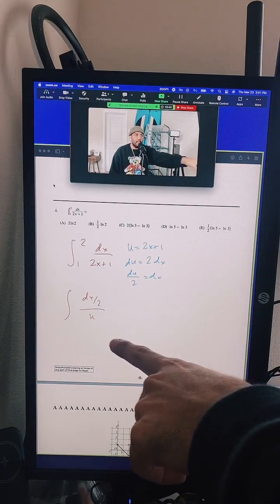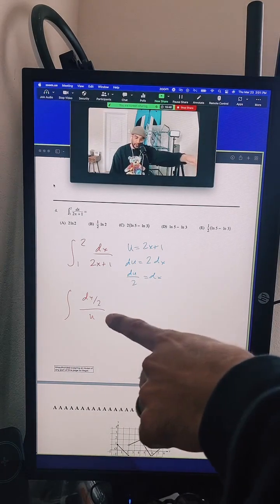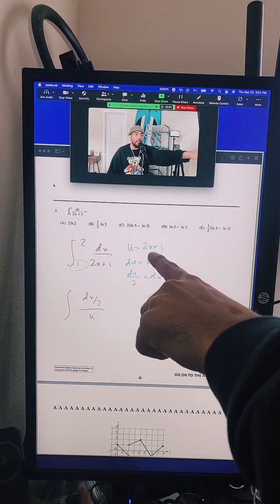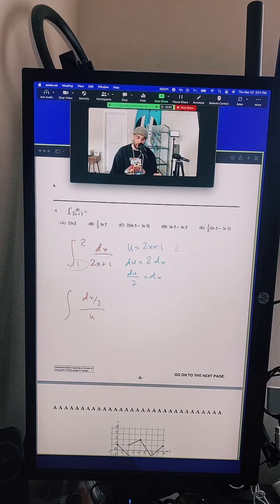And I'm going to change my parameters already. Let's just fix that. So when x is equal to 1, that's the one that we have there, we're going to plug it into this function. So that's going to be 2 times 1 plus 1. That's going to be 3. So that's going to be my new parameter there on the bottom.